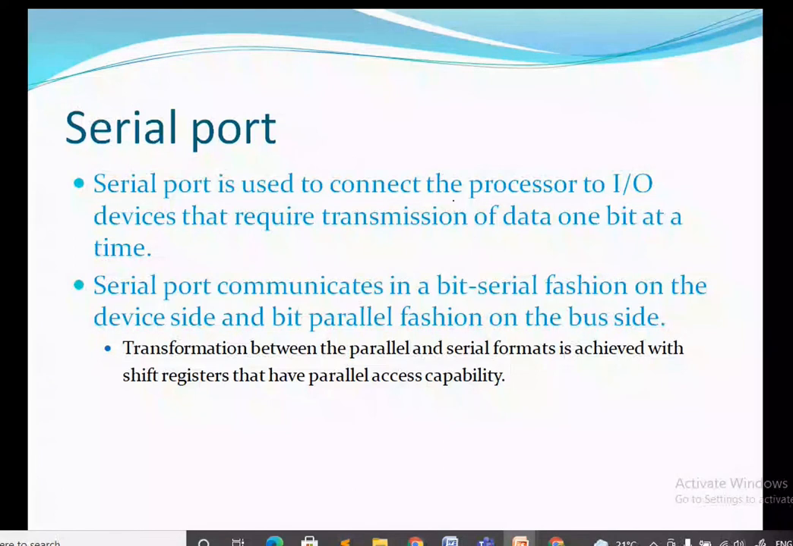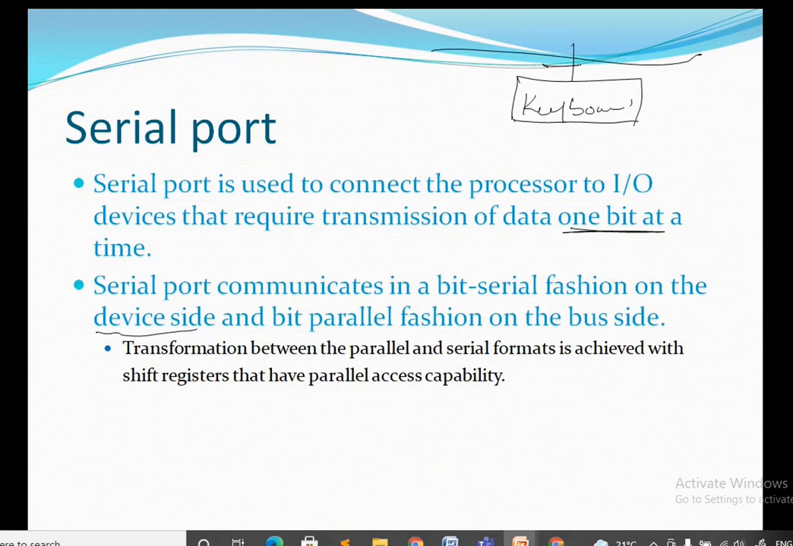A serial port is used to connect the processor to IO devices that request transmission of data one bit at a time. As an example of a serial port, you can give the data transmitted using a keyboard. Serial ports communicate in a bit-serial fashion on the device side. Just understand this point. Whenever you enter data from the keyboard, it is transmitted in a serial manner, not directly to the bus; there will be an interface.